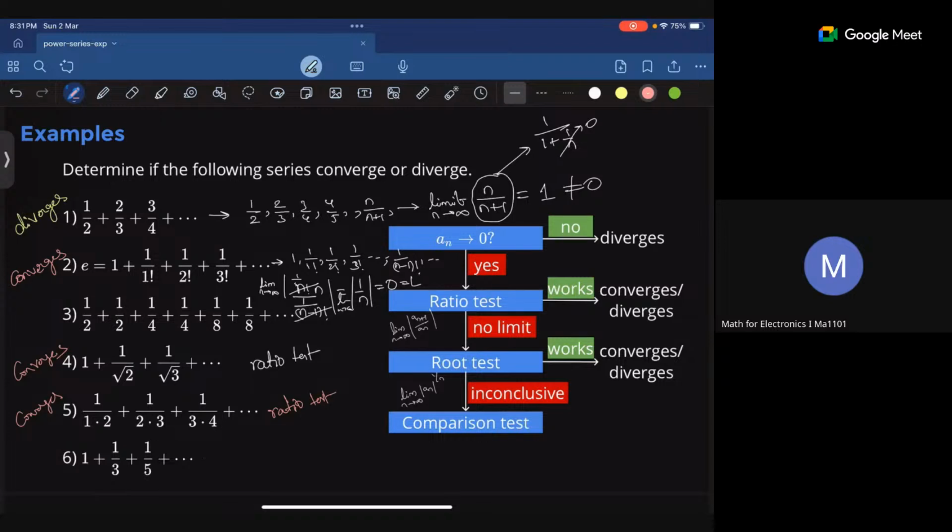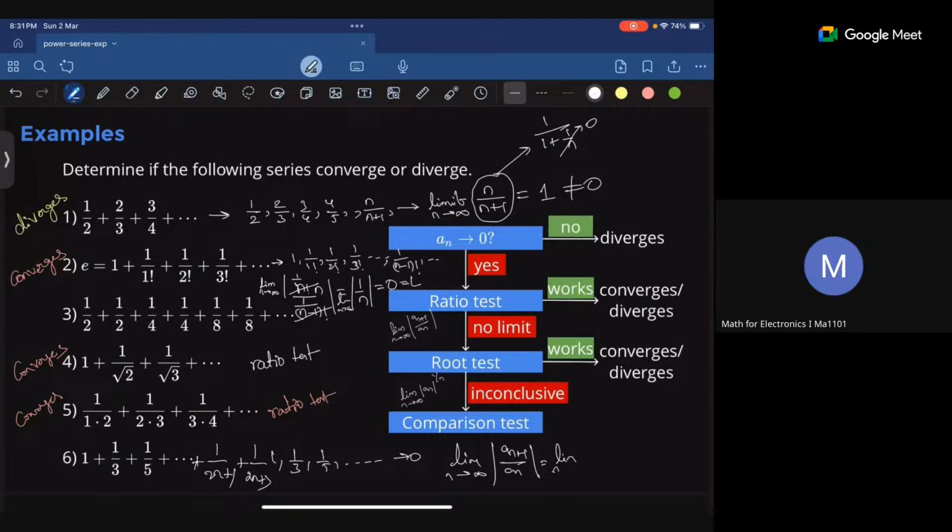What about the last one? Even 1 plus 1 by 3 plus 1 by 5 and so on. If you write down the sequence 1, 1 by 3, 1 by 5 and so on, right? So this sequence will tend to 0. And if you write the nth term, it will be 1 by 2n plus 1. The nth term will be 1 by 2n plus 1, and the n plus 1th term will be 1 by 2n plus 3. Now you compute the limit as n tends to infinity of the absolute value of a(n plus 1) by a(n).